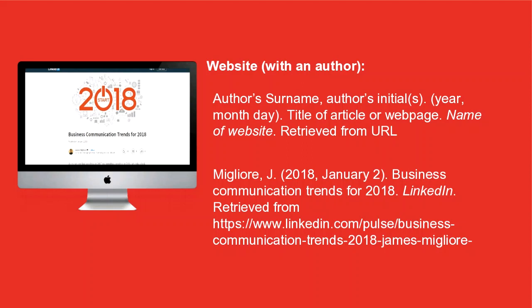Here we have an online article on the website LinkedIn. It displays an author and a date of publication, so we include the following elements in the reference list entry: author's surname, author's initials, year, month and day of publication in brackets, title of online article or web page, name of the website in italics, followed by the words retrieved from, and then the URL or web address of the particular page.